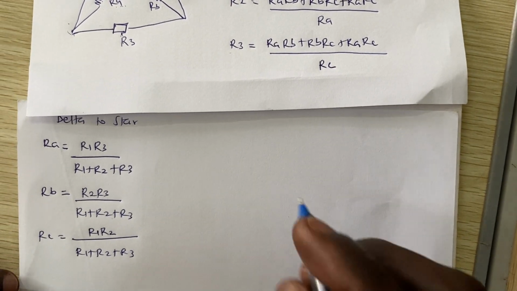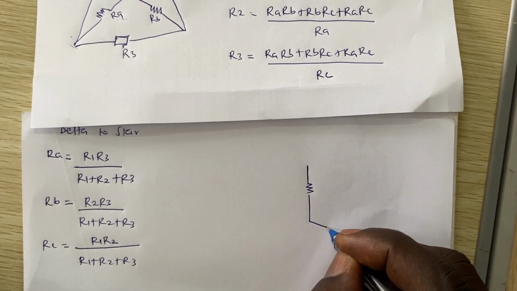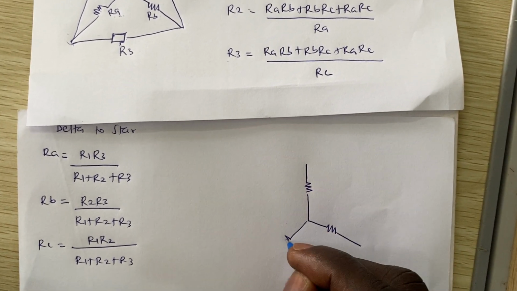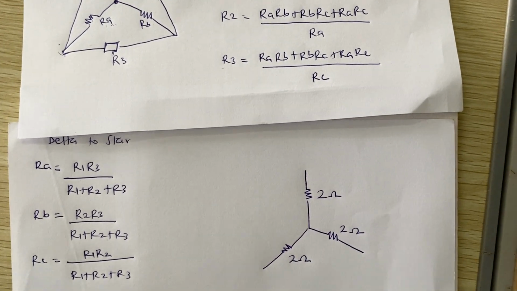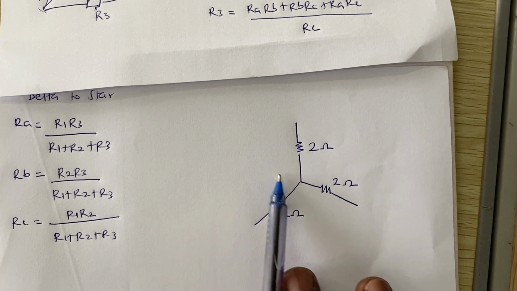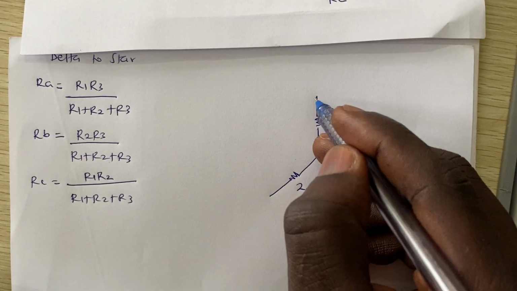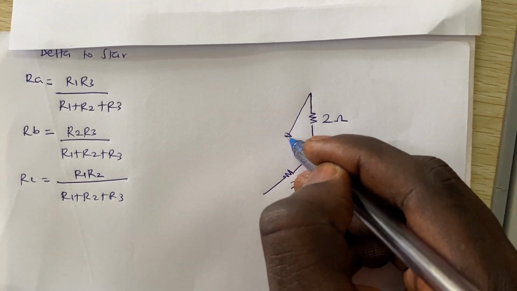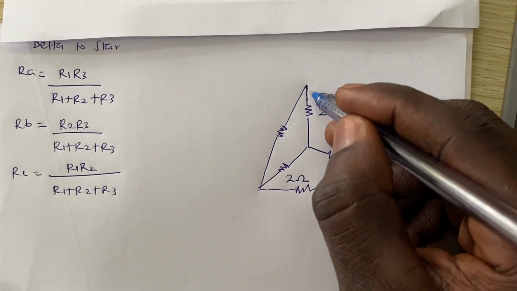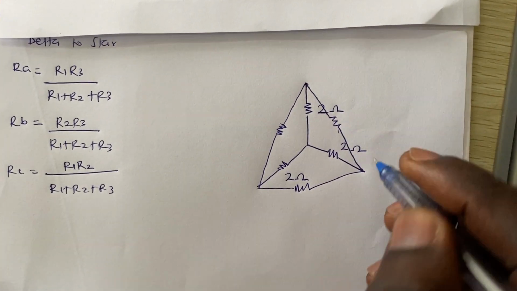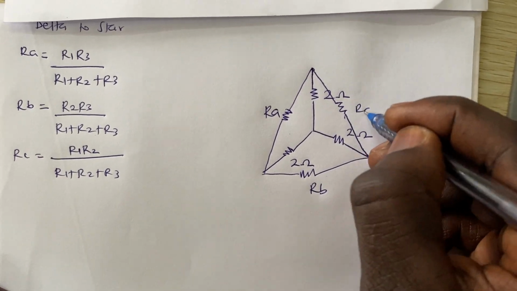So let's just consider a single diagram of, say, 2 ohms, 2 ohms, right? And let's convert this star to delta, right? So it means that if you have to convert this star to delta, if you have to create our delta diagram here, and name it. So maybe RA, RB, and then RC, right?